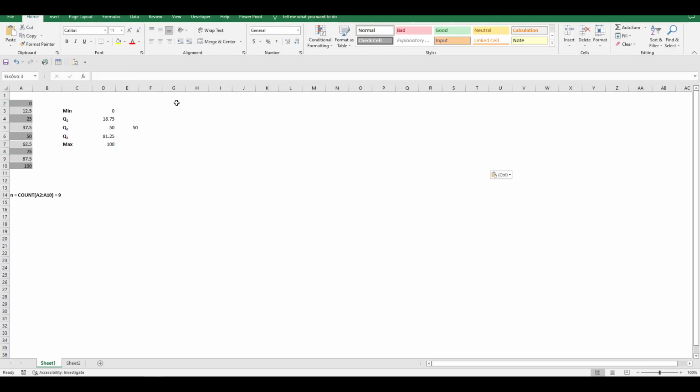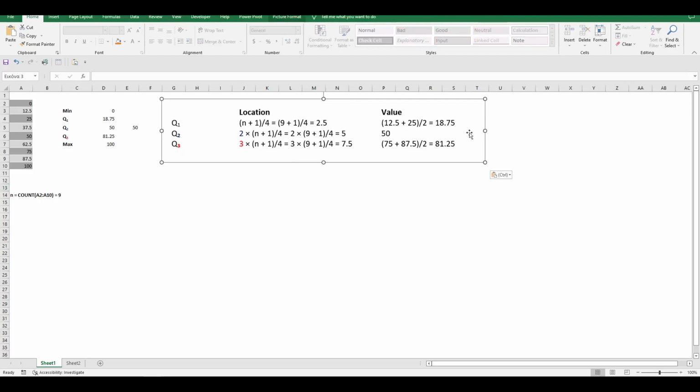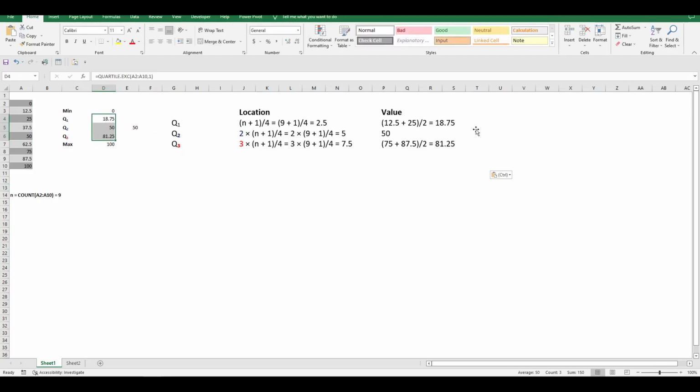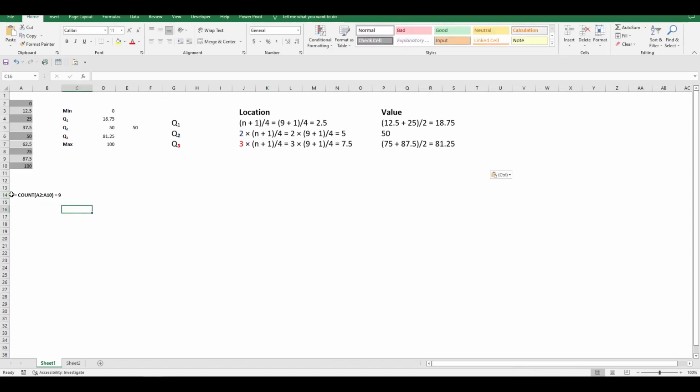Now here are the formulas we discussed earlier to estimate the quartiles. The results of Excel are consistent to the results of the formula. So the first quartile is equal to 18.75, the second one is equal to 50, and the third one is equal to 81.25. Don't forget that n is equal to the number of observations in our sample.